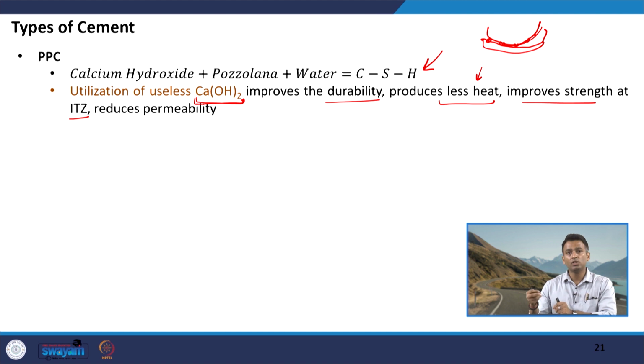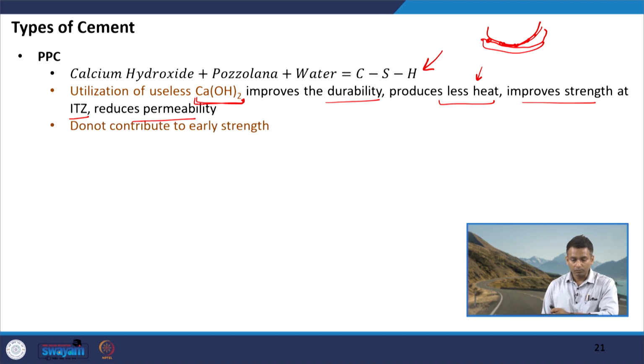So, this interfacial transition zone, we will be able to fill it with additional cementing product that will be generated during the reaction of calcium hydroxide and pozzolanic material, and therefore the permeability of the entire mix also reduces. So, these are the advantages. As I already mentioned, it does not contribute to the early strength, and that we understand because it will start forming cementing gel only after the production of calcium hydroxide, which we get during the hydration of cement.